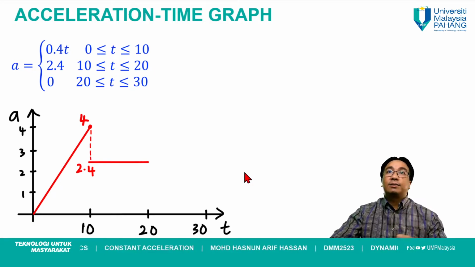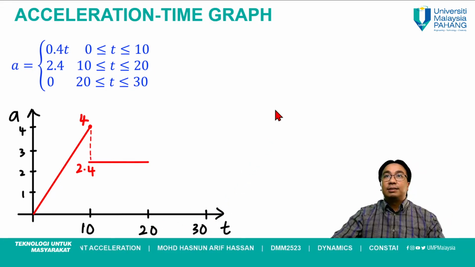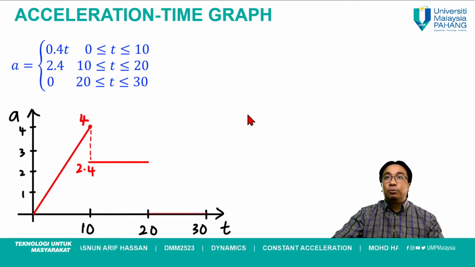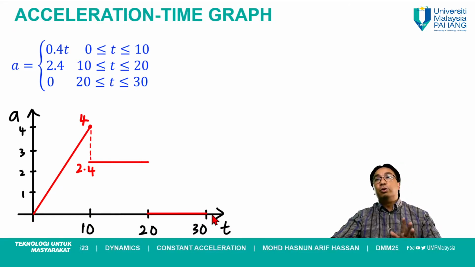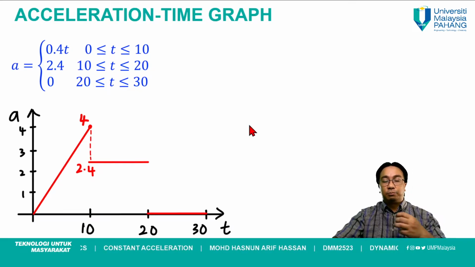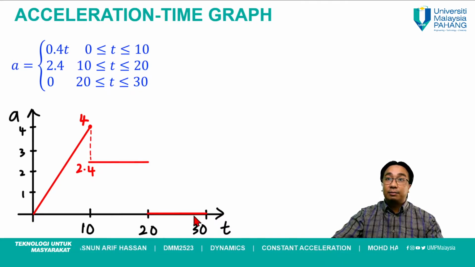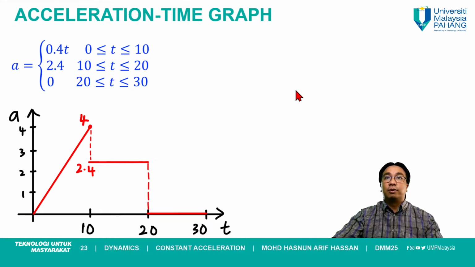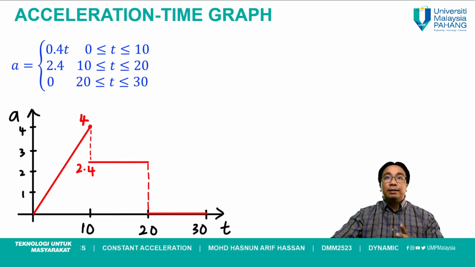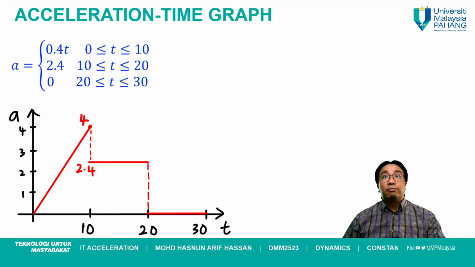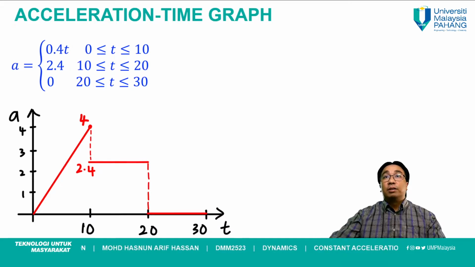Okay, what about the last phase? 20 to 30 seconds. Here A is equals to 0, so obviously you will have a straight line down here. 20 to 30, 0, no acceleration. Which means that the velocity is constant lah. The velocity is constant at this phase, so the acceleration is equal to 0. So you can draw another connecting line. Then this part is settled for acceleration time graph.